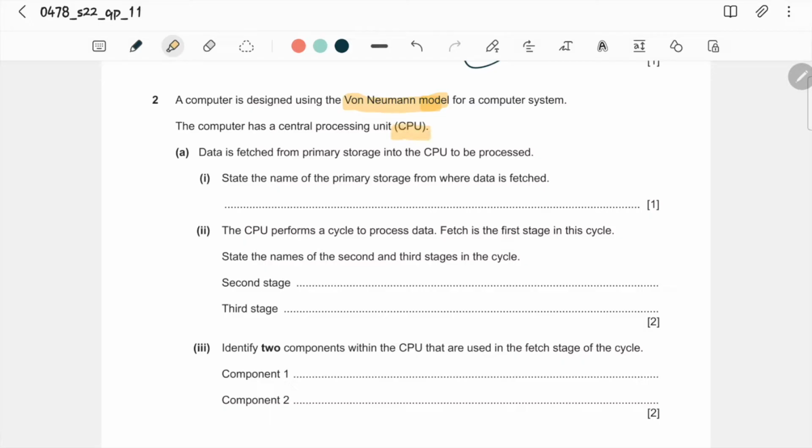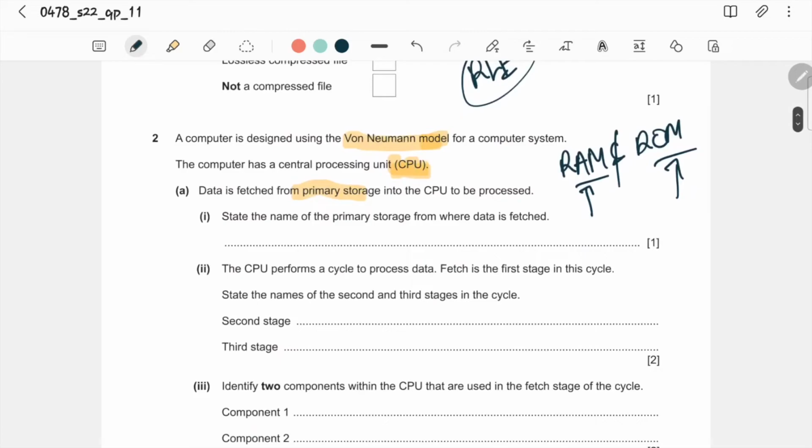Now, the computer has a CPU. We know what a CPU is, just the main unit of the von Neumann model, and data is fetched from the primary storage. Examples of primary storage are RAM and ROM. You need to know the difference between these two. RAM is volatile, ROM is non-volatile. So data is fetched from the primary storage into the CPU to be processed. I'm giving a lot of information that is not necessary, but that is the reason for the revision. The more information that you get to know from a certain type of question, the better for you. That's the reason why I'm giving a lot of explanations, even if they may sound irrelevant.